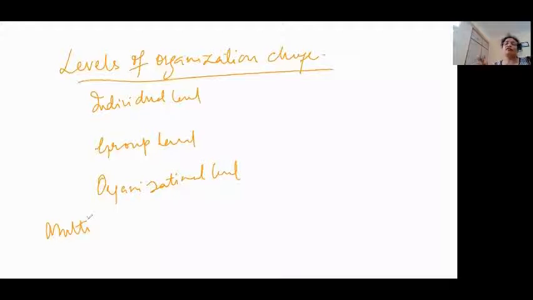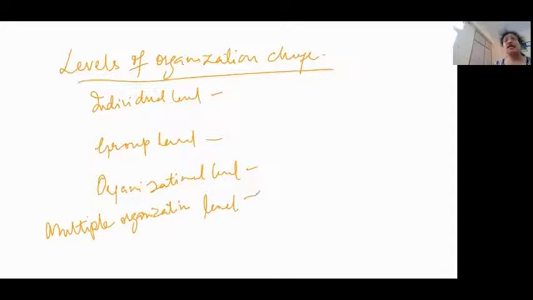You keep on evolving to survive in the conditions of that point of time. Similarly, for an organization, it is important to evolve and keep on changing itself so that it can survive in the business environment. And therefore, here in this case, we have a fourth level, that is your multiple organization level.